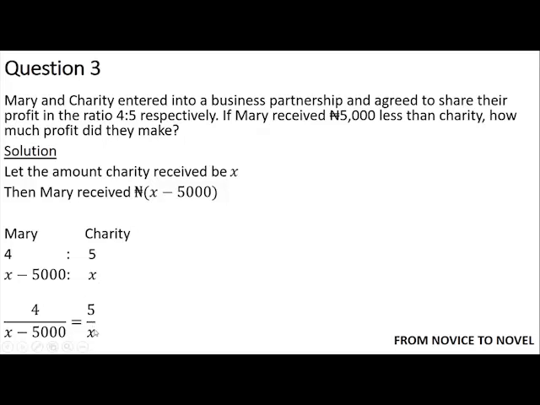Then the next thing we do is simplify these expressions. Solve for X in this expression. And to do that, what to do is cross multiply. When you cross multiply, we have 4 multiplied by X will be equals to 5 multiplied by X minus 5,000. Then we can expand this bracket. When you expand this bracket, it becomes 5x. 5 times X is 5x. 5 times 5,000 will give us 25,000.